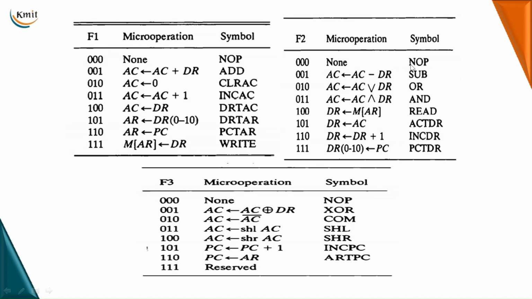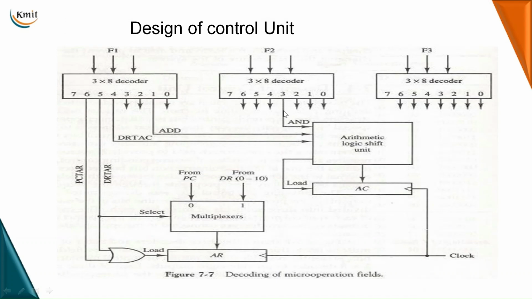Sorry, F2. So it performs an AND operation, 0 1 3. 1 3 means 0 1 1. It performs an AND operation on the contents of the accumulator and data register. So whenever this input is given to the arithmetic logic shift unit, which is responsible for performing arithmetic, logical and shift operations, the output is given as an input to the arithmetic logic shift unit.